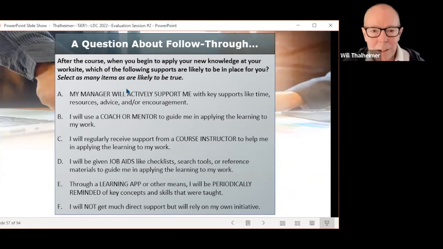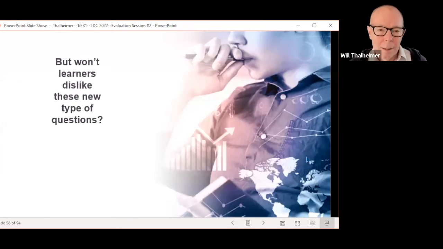Okay, I like this question because it's about something important. We're thinking about learning transfer, and we know that transfer can benefit from what happens after training, not just what happens during training. And then these supports can be very valuable. And there's granularity between these answer choices. These are very specific things that we might do. We're going to come back to that question in a bit.